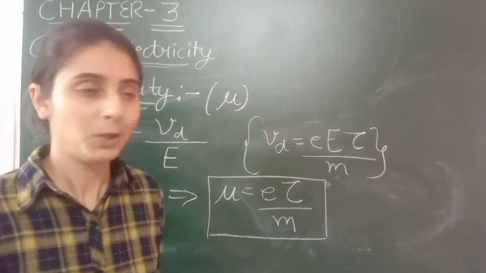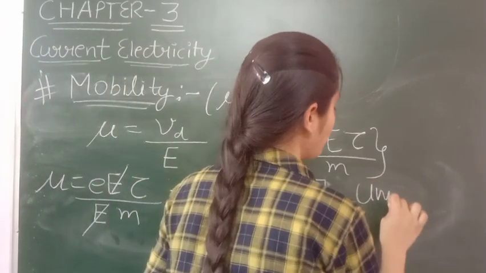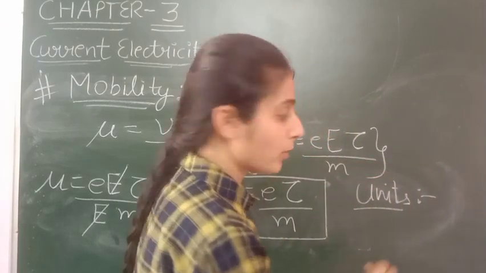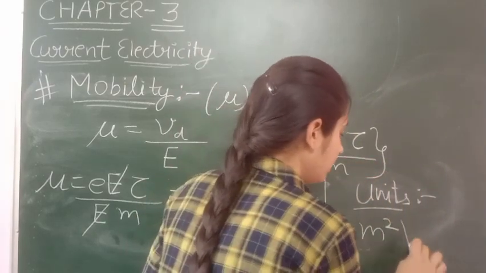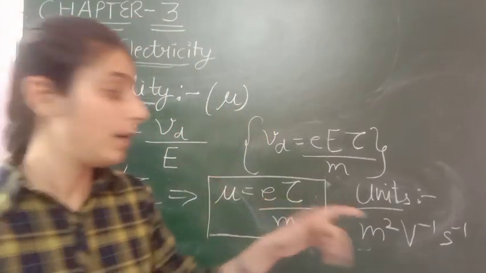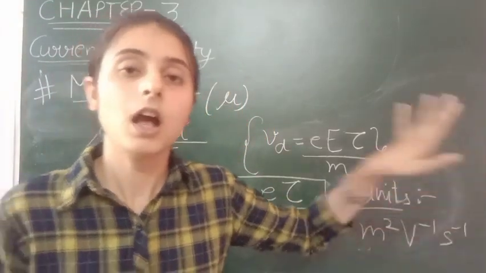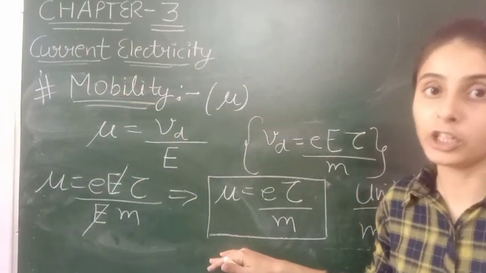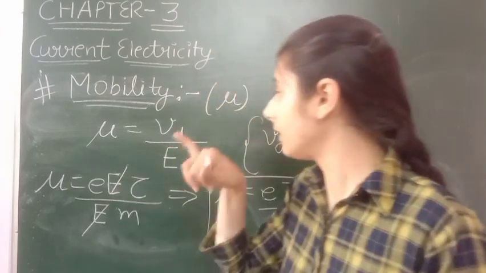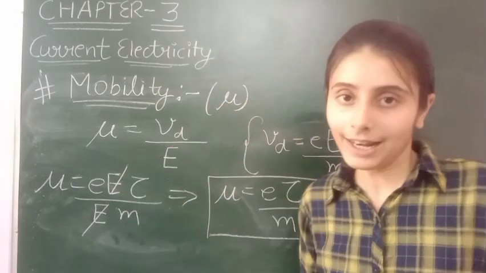Here m is mass. Okay, and now we discuss units. What are the units of mobility? The units of mobility are meter square per volt per second. Meter square per volt per second are the units of mobility, and this is the formula of mobility. And the definition of mobility is that it is the ratio of the drift velocity to the electric field.